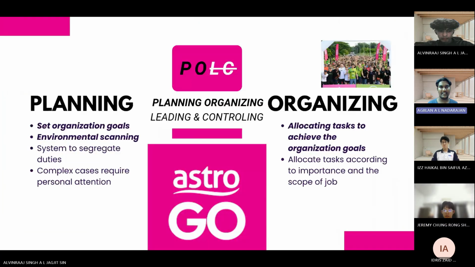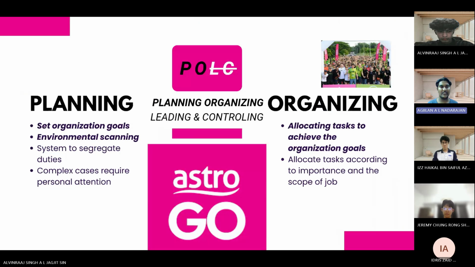Thank you. So my name is Agilan and I'm going to talk about POLC. First part of POLC is planning. So what is planning? Planning is to set organizational goals, which we can do by looking at environmental scanning, which is one of the ways. Environmental scanning is where when you make a goal, you make sure you look around at the environment. For example, we look at what other competitors are planning. We have to set our plan according to what they do.